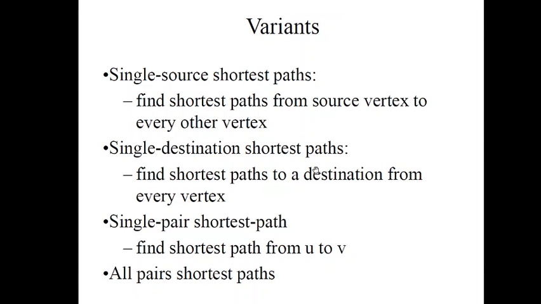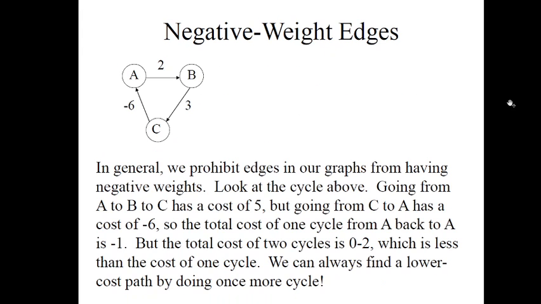Single destination shortest path means the destination is single, then we will be finding shortest path from all other vertices present in the graph to that destination. Single pair shortest path means we are only interested in finding shortest path from specific vertices, say u to v. Only one pair is computed. And all pair shortest path means for all the pairs in the graph. This is slightly complicated. And in this lecture we are concentrating on single source shortest path.